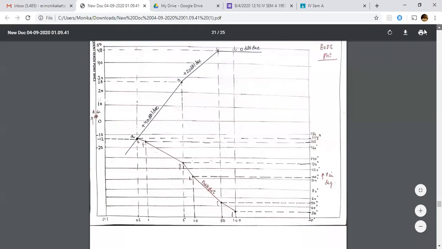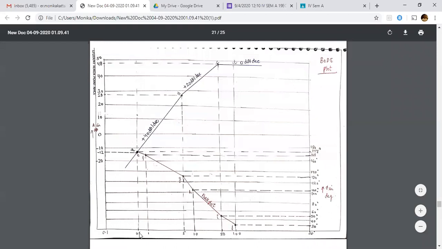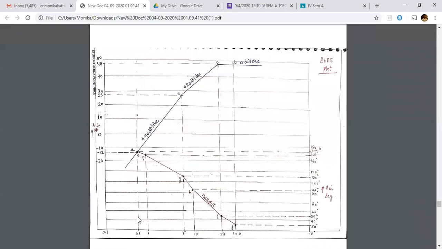Okay. So at omega L, at 0.5, you will draw a dotted line. And where it meets minus 12 dB is your first point, A. Is that clear, everyone? Yes or no?